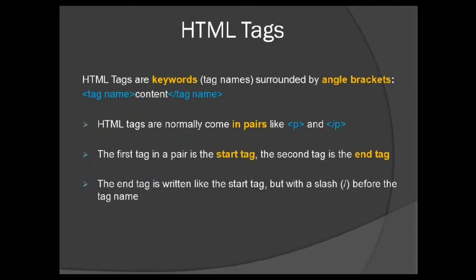HTML tags. HTML tags are keywords surrounded by angle brackets, like you can see there. HTML tags normally come in pairs like P and this one. The first tag in a pair is the starting tag and the second tag is the ending tag. This one is the starting tag and this one is the ending tag. The end tag is written like the starting tag but with a slash before the tag name.